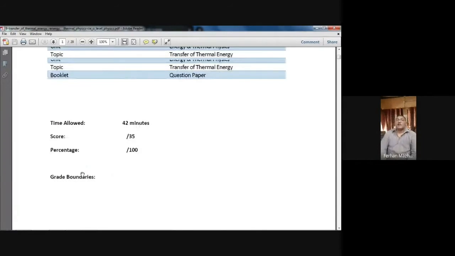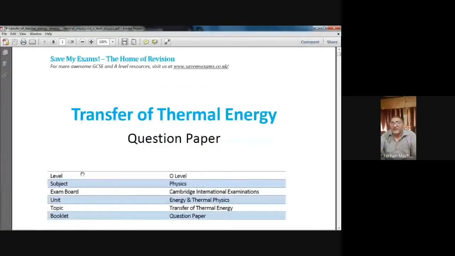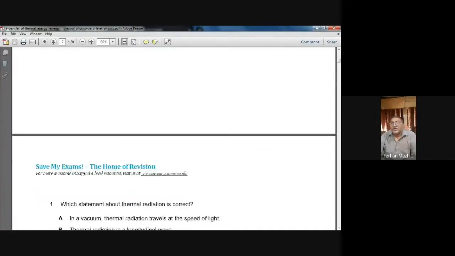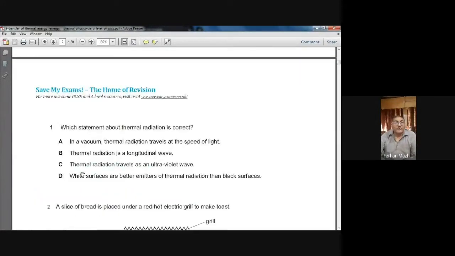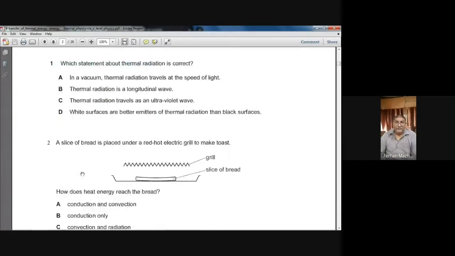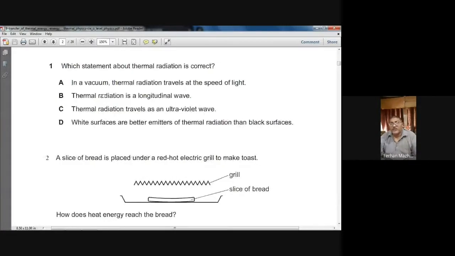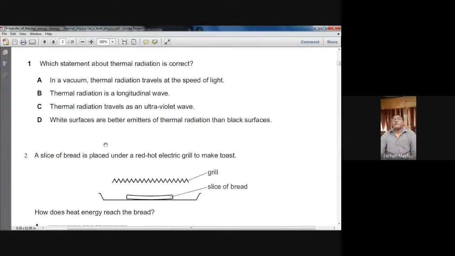So the first topic which we are going to, there are 4 chapters on the topic of heat, and the first one is the transfer of the thermal energy, and I have taken this from another website, savemyexam.co.uk. I have taken this worksheet from there. Okay, so on your screen, the question number 1 is showing. So it says, which statement about thermal radiation is correct?